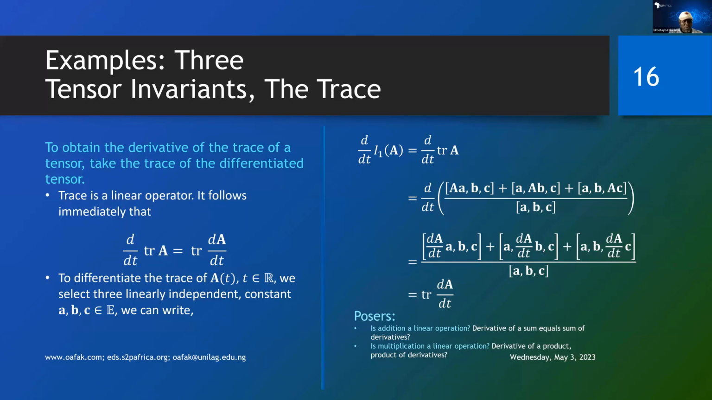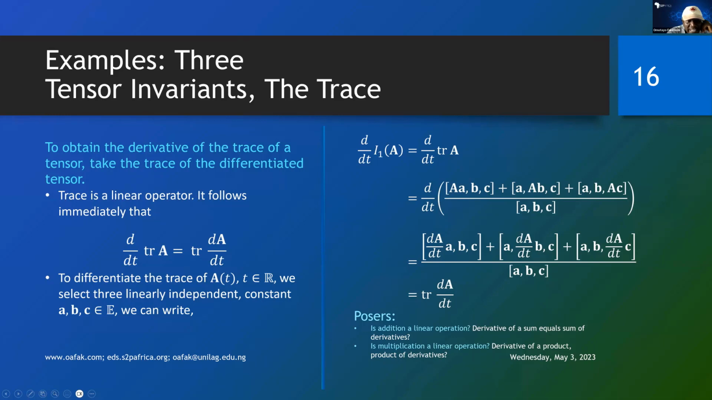And so what we are trying to do here is to prove that the derivative of a trace is the same thing as the trace of the derivative. That's what this page is proving. The derivative of a trace is the trace of the derivative. We are not taking it for granted. We are proving it. We are showing that both the derivative and the trace operators are linear. So you can swap them.